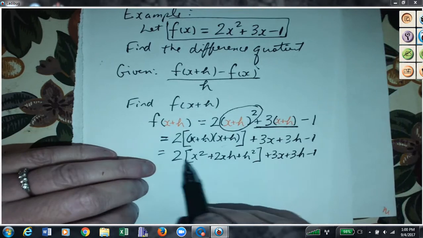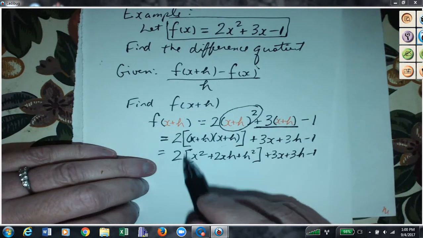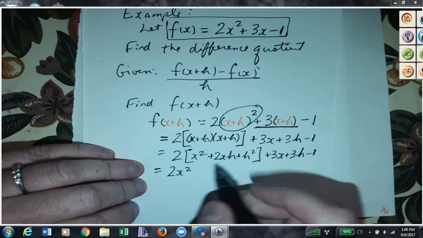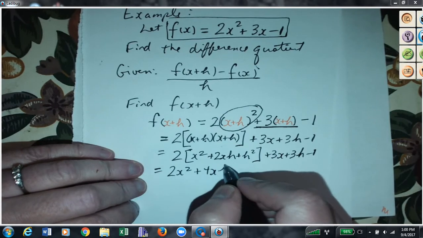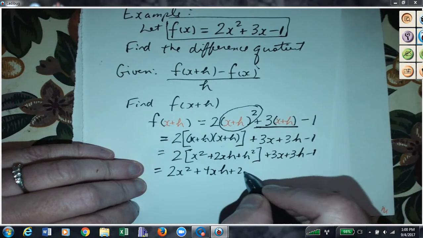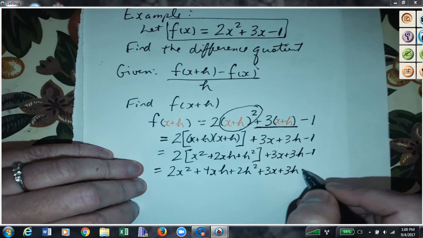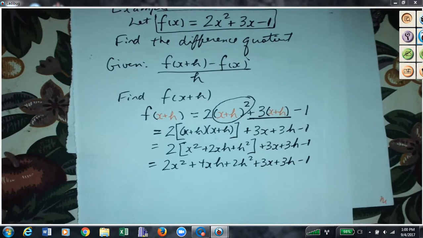The last step here is to multiply the 2 through so I can get rid of these square brackets. So 2x squared plus 4xh plus 2h squared. Now, all of the parentheses, all of the grouping symbols are gone. I just have to see if there's anything that can be combined.